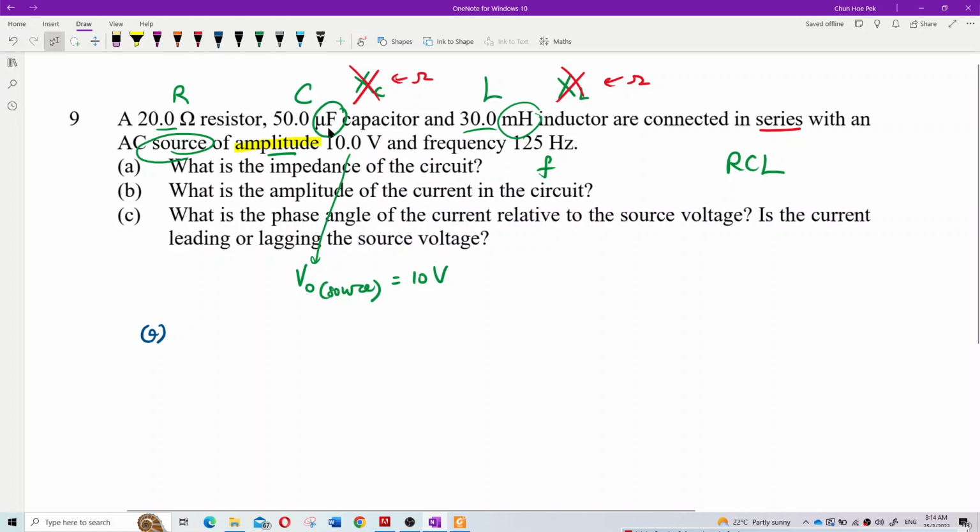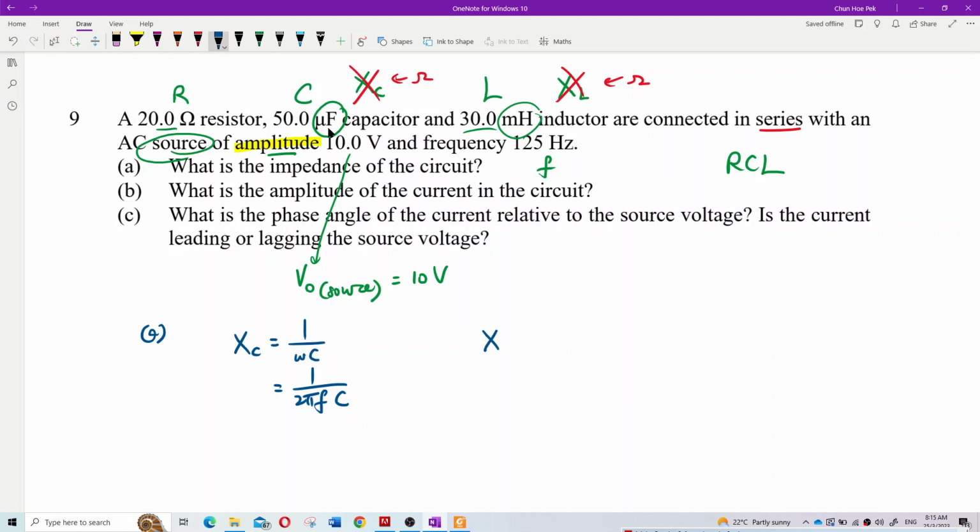Okay, so let's find XC first. What is XC? The XC formula is 1 over omega C, which is 1 over 2 pi f C, because omega is 2 pi f. And XL is omega L, which is 2 pi f L.